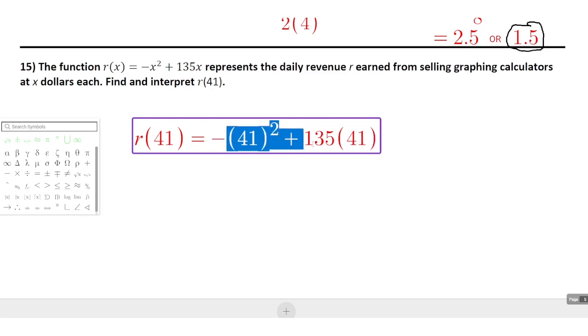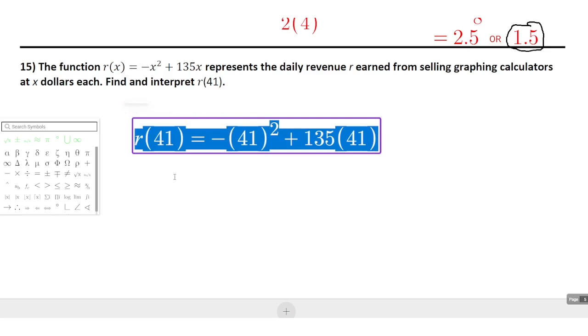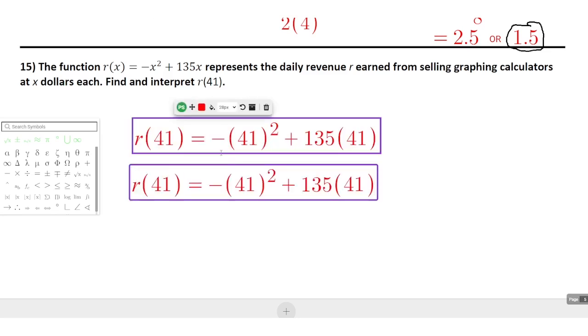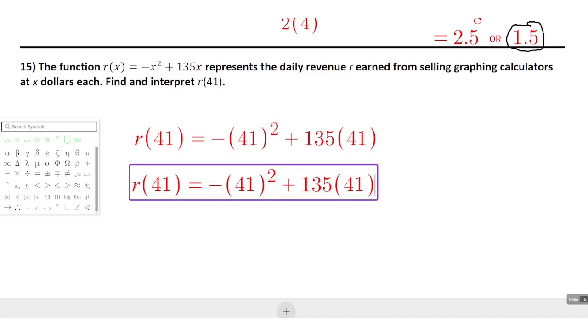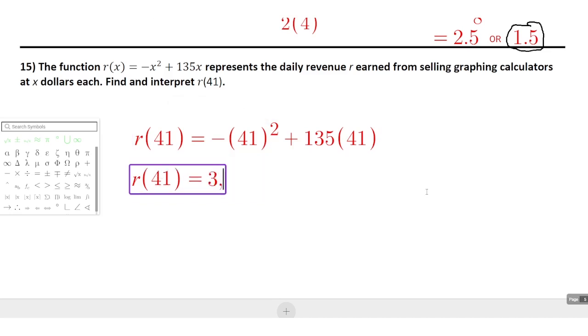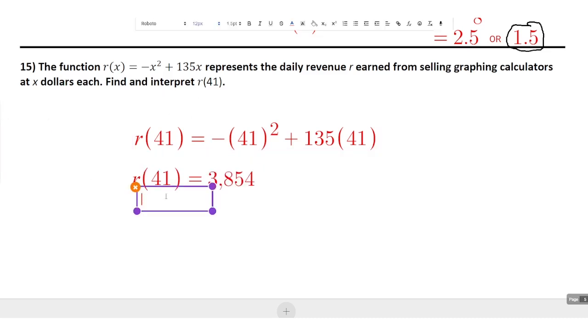So we'll type this in exactly how it looks into the calculator. I'm going to go ahead and do that off screen here. Negative 41 squared plus 135 times 41 is giving me 3,854. So that's what it is, where it says find r of 41. This is what it is. But it also says interpret. So we need to interpret what this means.